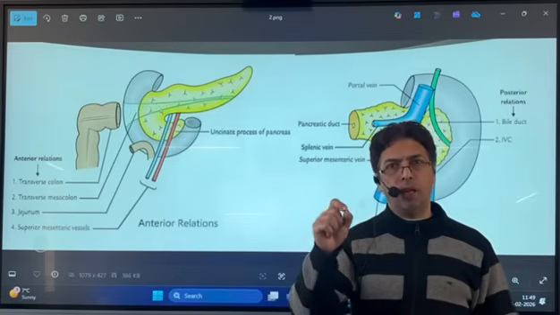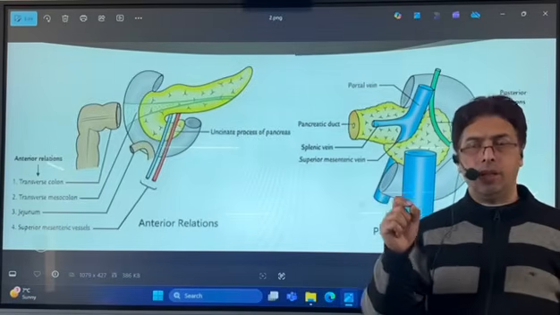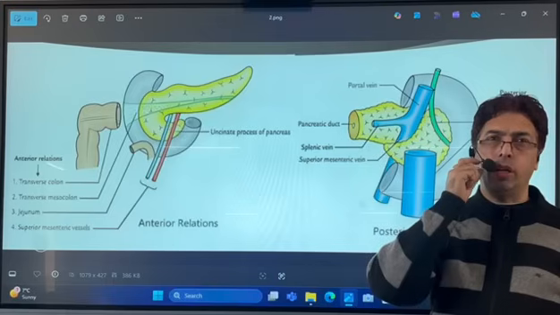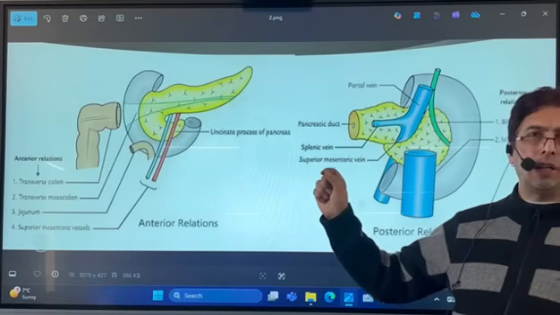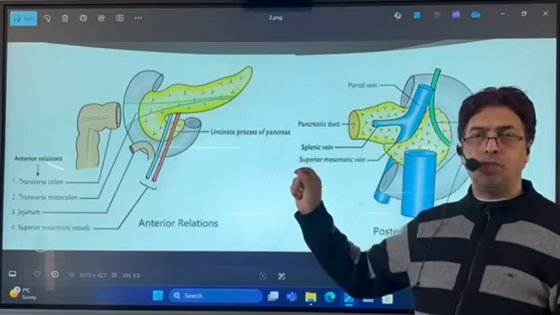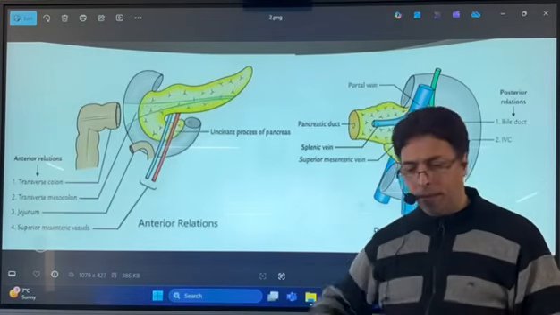Alcohol is one thing which precipitates pancreatitis, especially long-standing alcohol intake can induce chronic pancreatitis. That's very important. So these are the important facts which you come to know after knowing the anatomy of the pancreas.